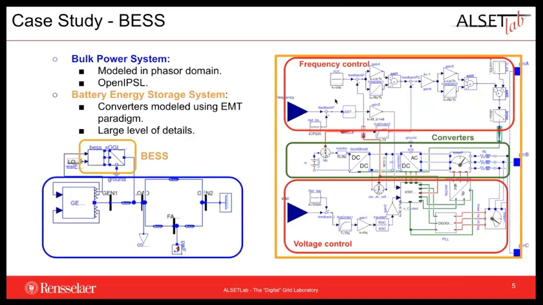And in order to demonstrate this idea, we assembled a small single machine system representing the bulk power system, which is modeled in a phasor domain and is represented here in the blue square. We also modeled the battery energy storage system in detail with all the converters and necessary details, and here it is represented in orange. As you can see, all the converters are represented in the green square, and the frequency and voltage controls you can check in the red squares. So you have all the details there.